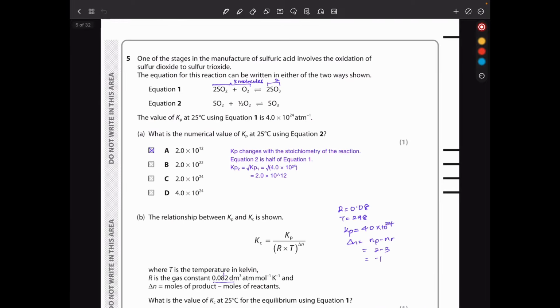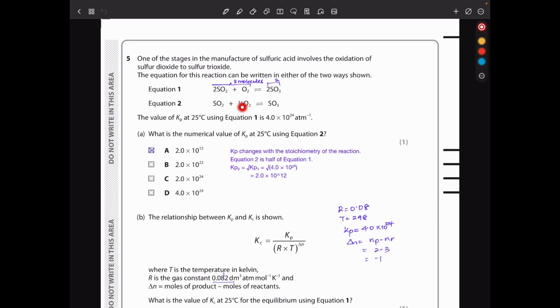is B. In question 5, one of the stages in the manufacture of sulfuric acid involves the oxidation of sulfur dioxide to sulfur trioxide. The equation for this reaction can be written in either of the two ways shown. So in equation 1, we have the sulfur dioxide reacting with oxygen to give us that, and this is basically half of equation 1. The value of Kp at 25 degrees Celsius using equation 1 is 4.0 times 10 power 24 per atmosphere. What is the numerical value for Kp at 25 using equation 2?